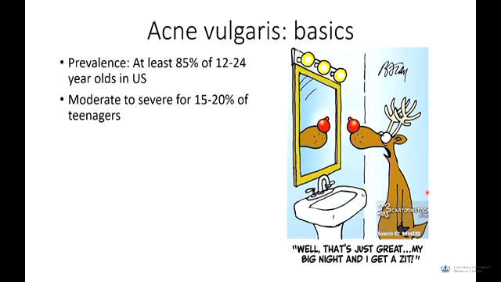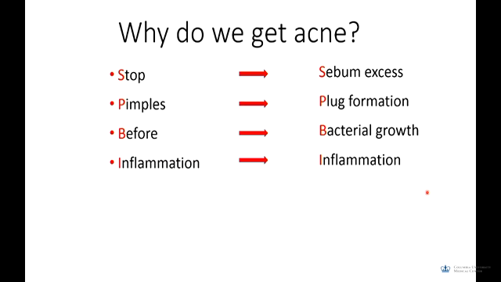So some basics about acne. It's really common. At least 85% of 12 to 24-year-olds in this country have it, and it's moderate to severe for 15 to 20% of teenagers. Even Rudolph has it. So, why do we get acne?